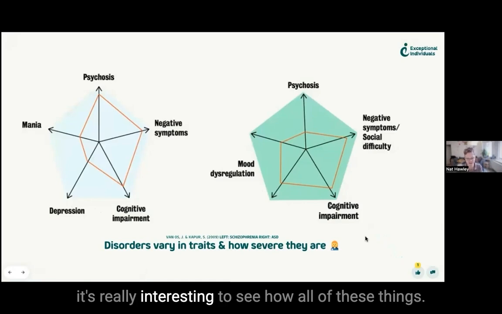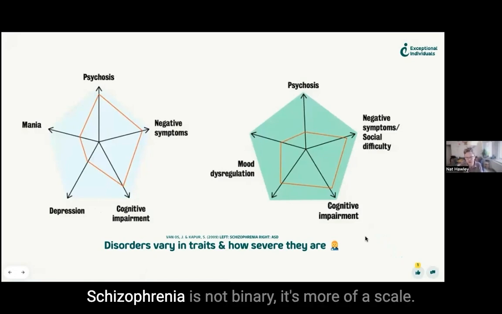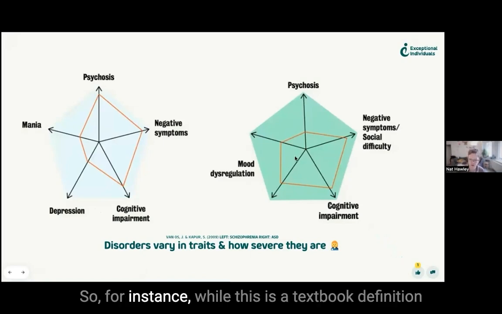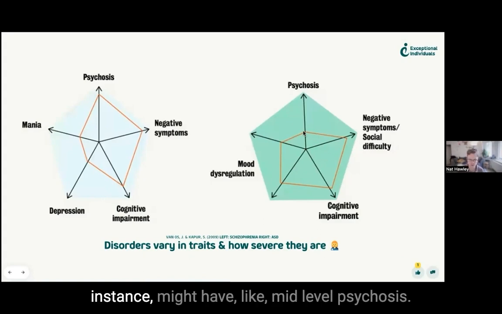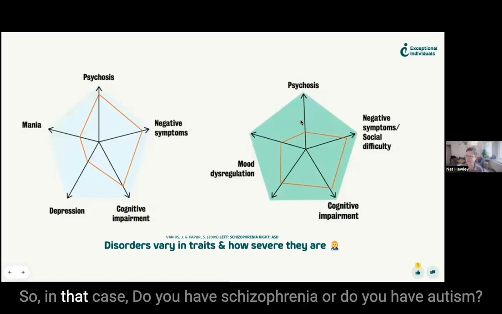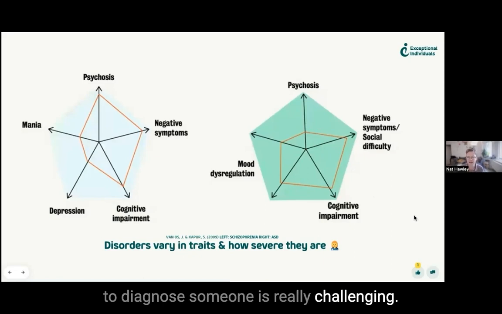It's really interesting to see how all of these things work. What makes autism and schizophrenia is not binary. It's more of a scale. So, for instance, while this is the textbook definition of what each condition is or is not, you, for instance, might have mid-level psychosis. So in that case, do you have schizophrenia or do you have autism? You can see why the call on whether or not to diagnose someone is really challenging.